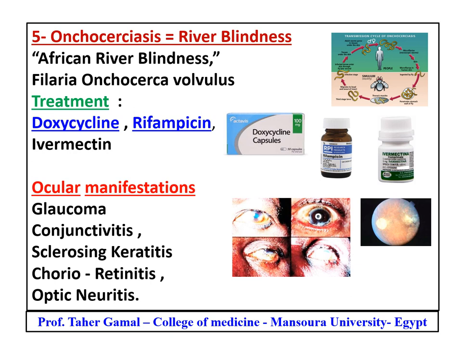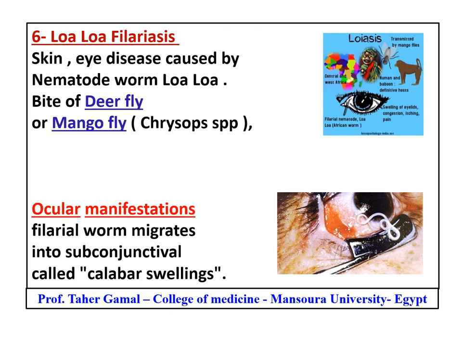Onchocerciasis or river blindness, African river blindness, is caused by the filaria Onchocerca volvulus, treated by doxycycline, rifampicin, and ivermectin. The ocular manifestations of river blindness are glaucoma, conjunctivitis, sclerosing keratitis, chorioretinitis, and optic neuritis. Other parasitic infection is Loa loa filariasis, a skin and eye disease caused by the nematode worm Loa loa, from the bite of the deer fly or mango fly, Chrysops. Ocular manifestation: the filarial worm migrates into the subconjunctiva, called Calabar swelling.